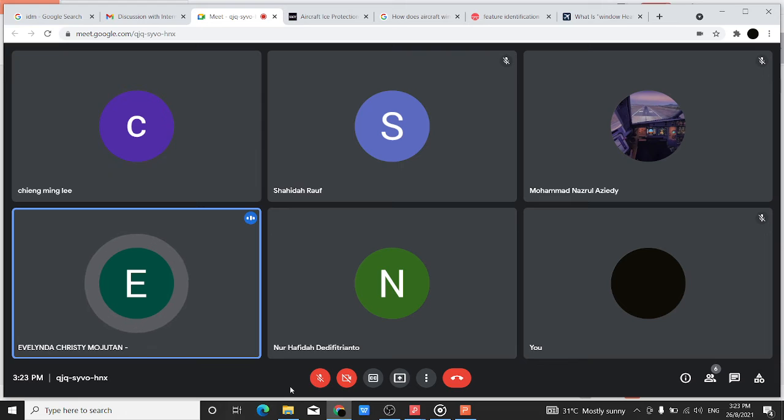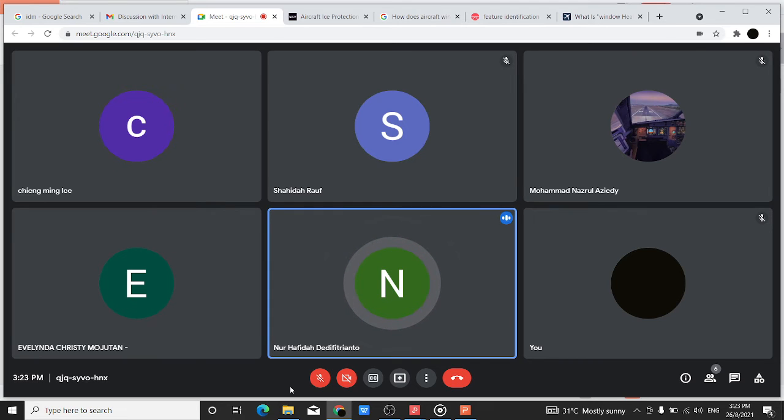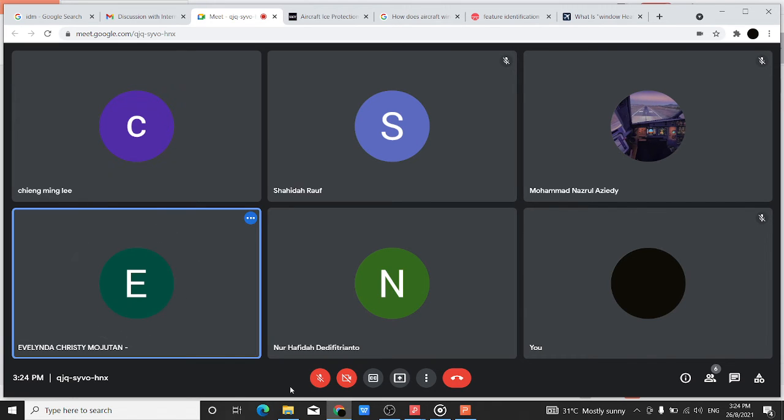Is the actuating cylinder controlled or working automatically? Okay, when you activate the hydraulic system, you will activate the pump. The pump will push the fluid to flow into the actuating cylinder. So basically, it is automatic when the system is already activated. Okay, thank you.